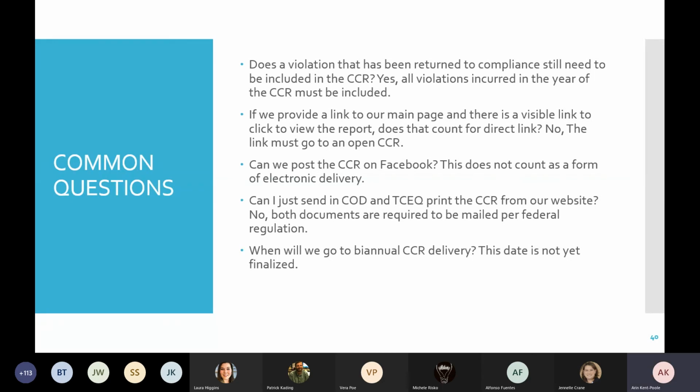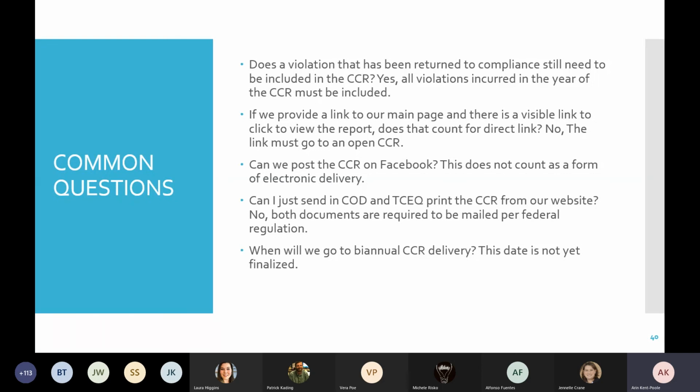I will wrap this up with some common questions we receive regarding the CCR. Does a violation that has been returned to compliance still need to be included in the CCR? Yes, all violations incurred in the calendar year of the CCR must be included. If you have a question on the status of a violation, reach out to a compliance officer at 512-239-4691. If we provide a link to the water system homepage and there's a clear link to the CCR, does that count for the direct delivery method? No, the link provided to customers must go to an open CCR.